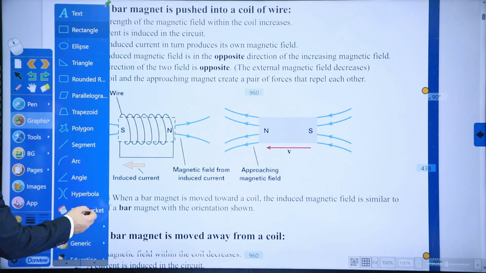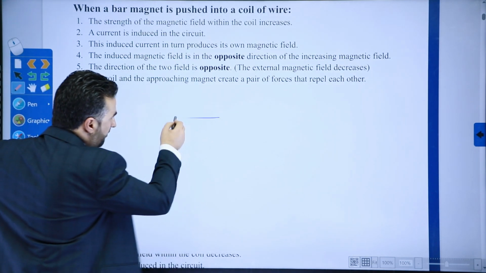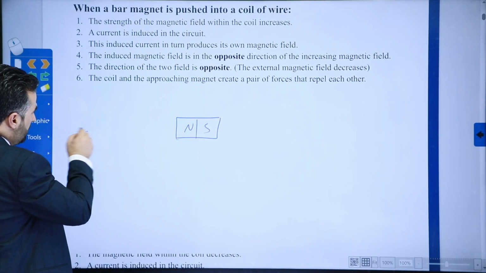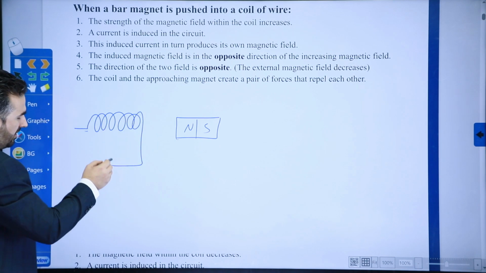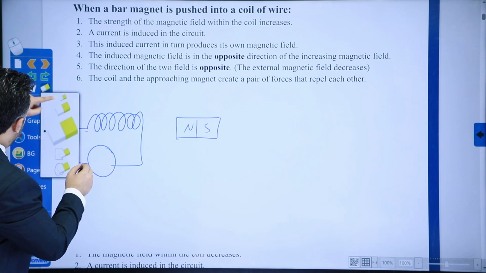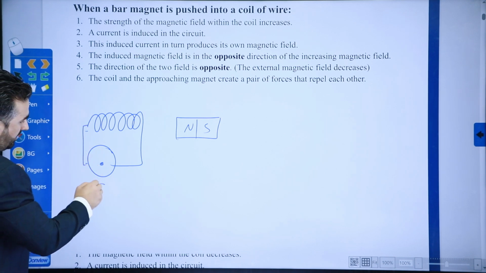Okay, so what exactly will happen? Remember this. Now we have a magnet. This magnet has a north and a south, and of course we have a coil as well. Let's say this coil is connected to a galvanometer. Okay, so here's a galvanometer.